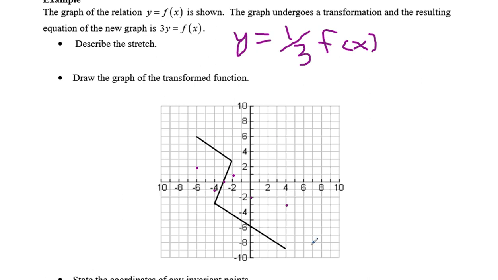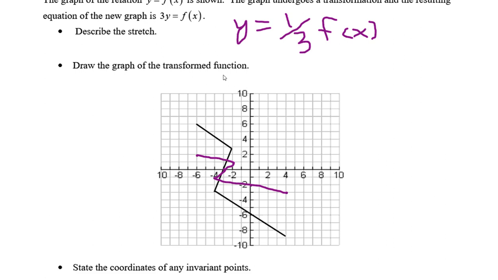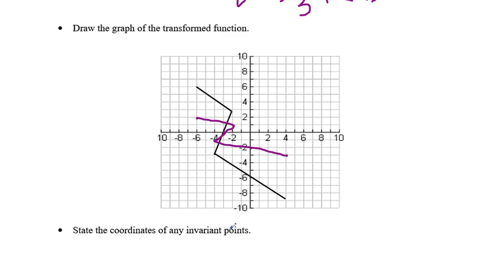Notice that this fairly tall function, now, if I can connect some dots here, I didn't do too bad with my mouse. Notice that this function is now 1/3 as tall as it used to be. Vertical stretches, A have no influence on x. They only touch the y. Draw the graph of the transform function. State the coordinates of any invariant points.